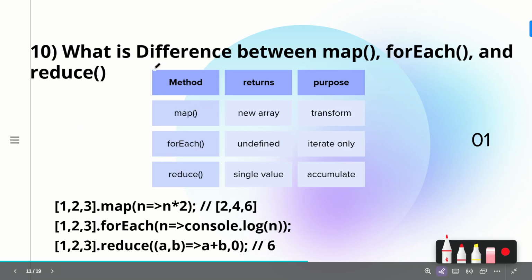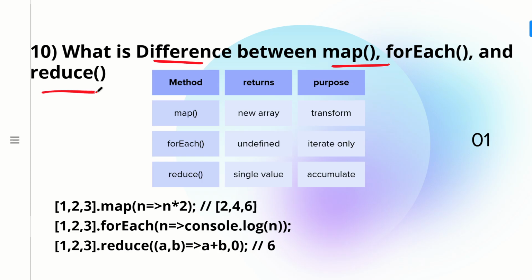Now we will see our 10th question: what is the difference between map, forEach and reduce? So map, forEach and reduce are array methods. I have already made a detailed video on the top 30 array methods in JavaScript, so you can check that playlist too to understand different array methods. We will be seeing the difference between map, forEach and reduce in this video. We will look at the method, the return, and then the purpose.